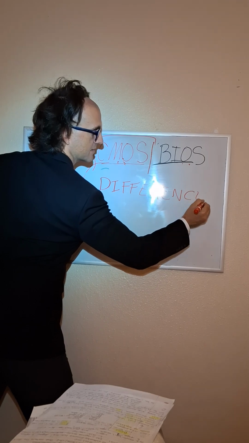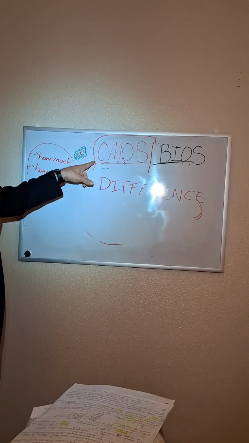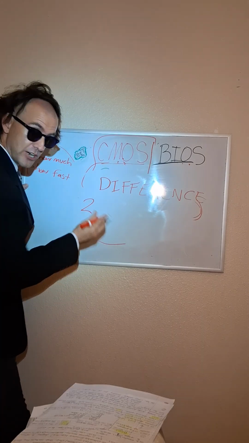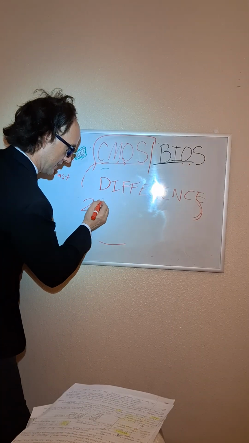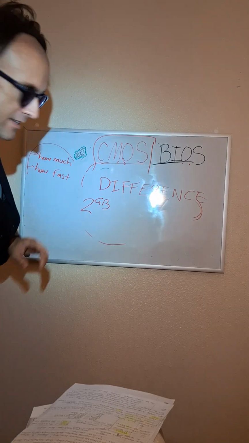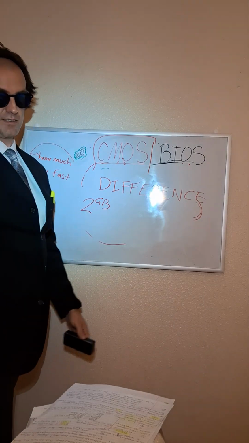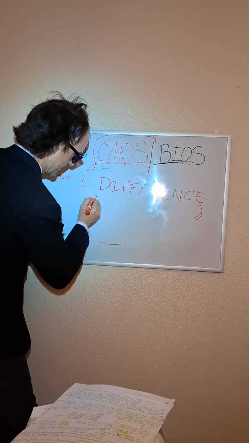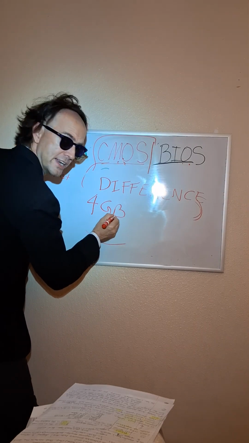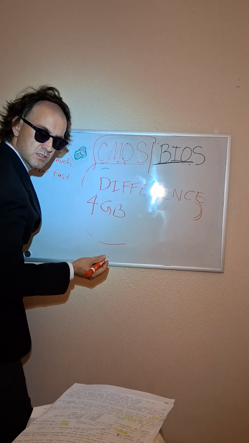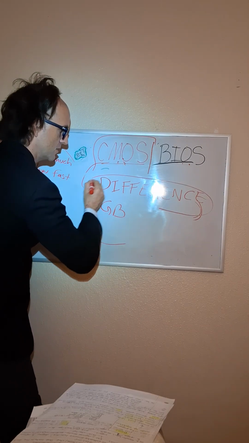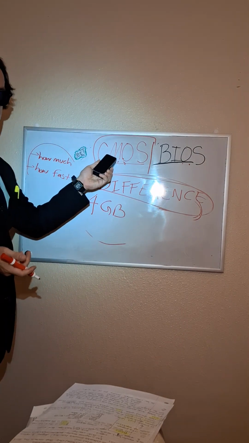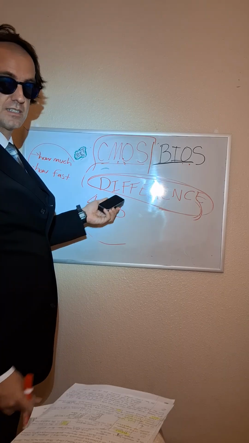But really, what the CMOS is doing is noticing that there's a difference. A difference? Yes. The CMOS notices that last time we did our inventory check, there was 2 gigabytes. But this time, whenever we did our check, there's 4 gigabytes. Wait a minute, what's going on? There's a difference. So the CMOS is notifying the user of the difference.